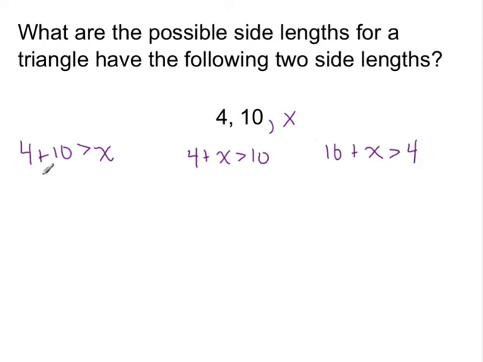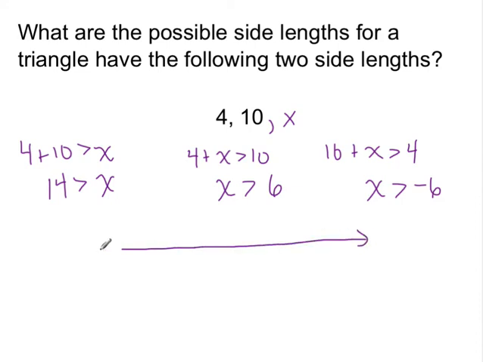So adding these two together, I get 14. That has to be bigger than x. I'll subtract 4 from both sides. X has to be greater than 6. Subtract 10 from both sides. X has to be greater than negative 6. So let's look at this on a number line. Here is 14. Here is 6. Here is negative 6. All three of these statements have to be true.